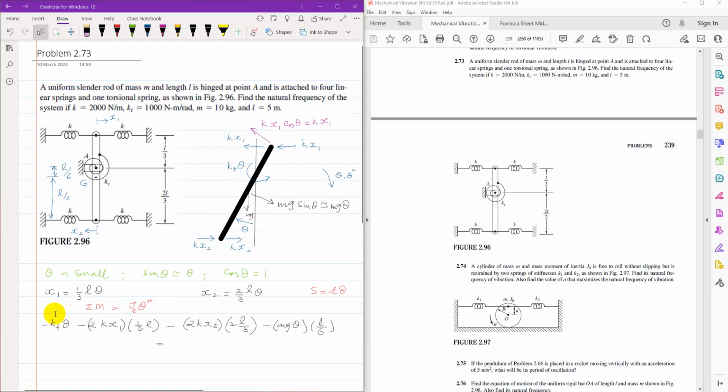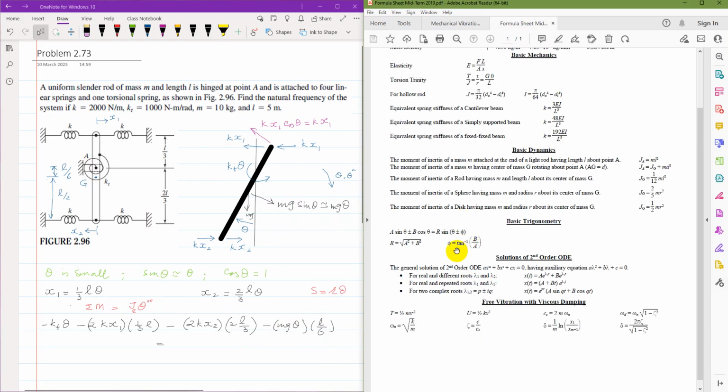So these four moments: the first one is minus kt theta, then these two forces combined will become 2kx1 times the radius of rotation, which is L over 3, and then these two forces on the bottom, kx2 plus kx2 combined, 2kx2, and then the radius of rotation for the bottom till point A is 2L over 3, and then the component of weight is mg sine theta times the distance between A and G, which is L over 6, and equal to J equivalent theta double dot.